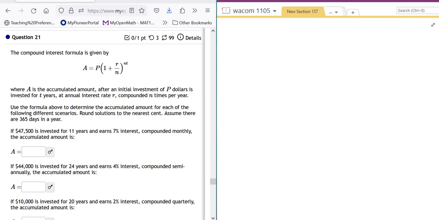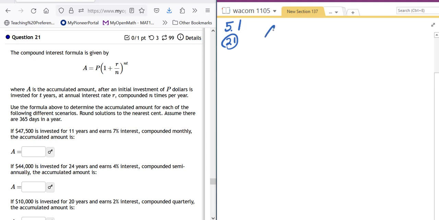All right, so we're going to have a look at problem 21 in section 5.1. And this is basically making sure that you are using your calculator correctly to calculate some compound interest and using the formula correctly. So you'll be given the formula. This is for accumulated amount. So this is section 5.1, number 21.